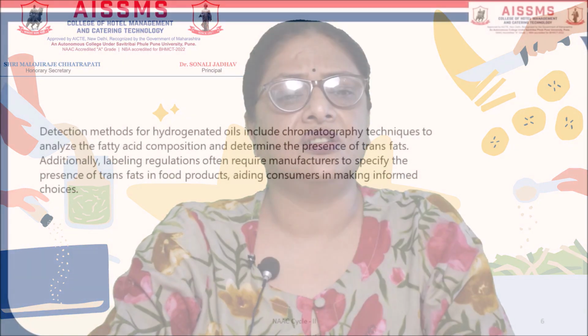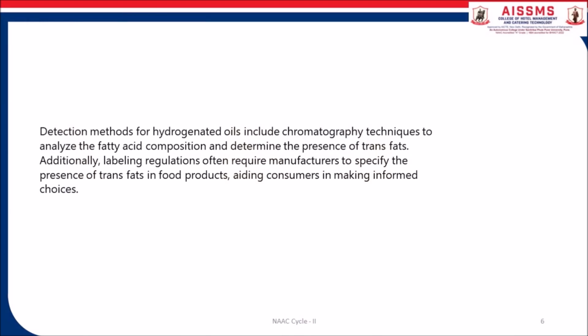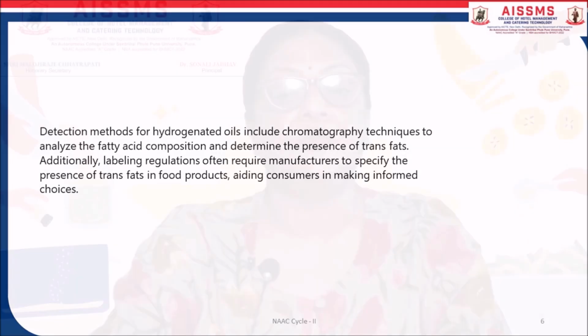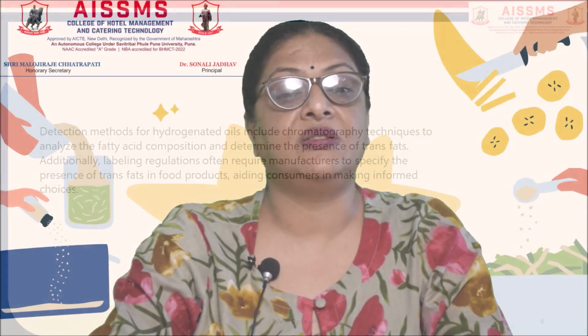So what are the detection methods for hydrogenated oils? They include chromatographic techniques to analyze the fatty acid composition and determine the presence of trans fat. Labeling regulations often require manufacturers to specify the presence of trans fat in products, aiding consumers in making informed choices. Further, we move on to butter.